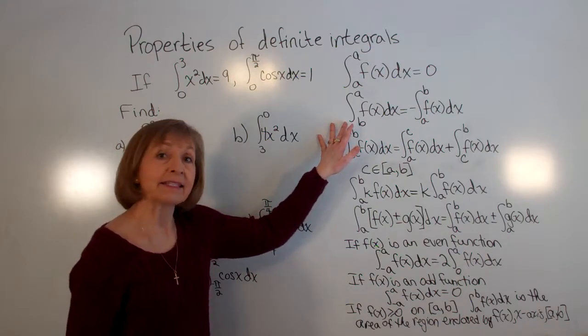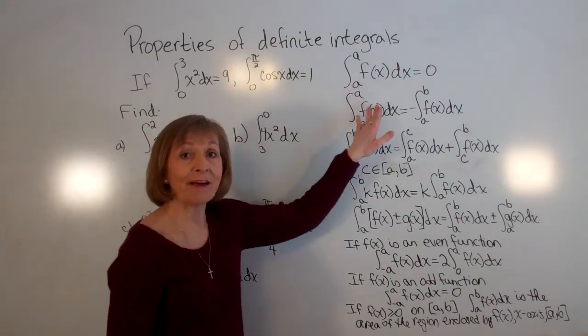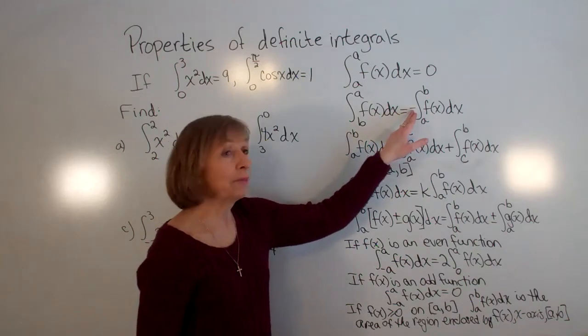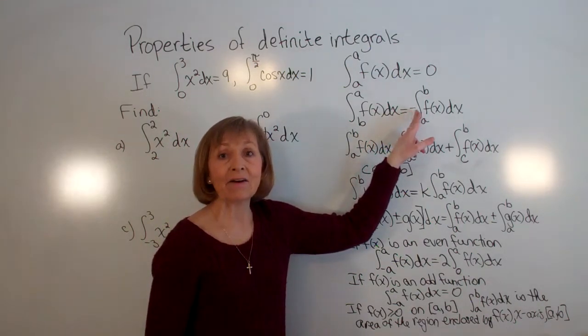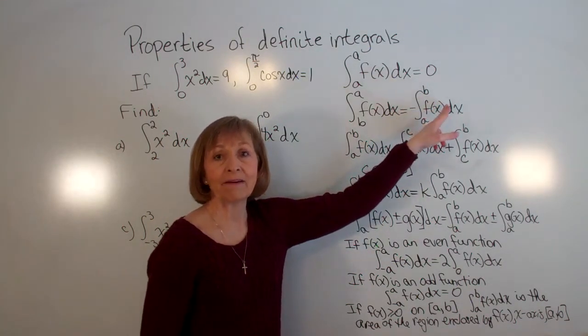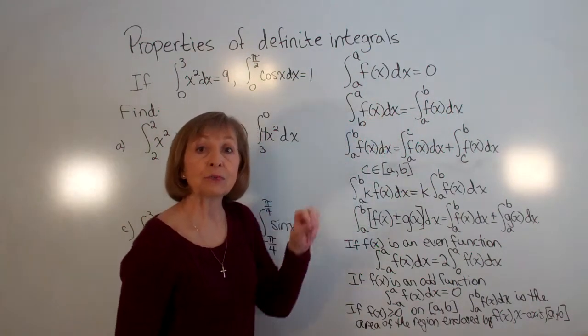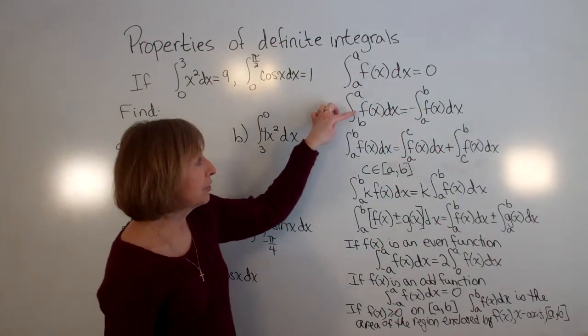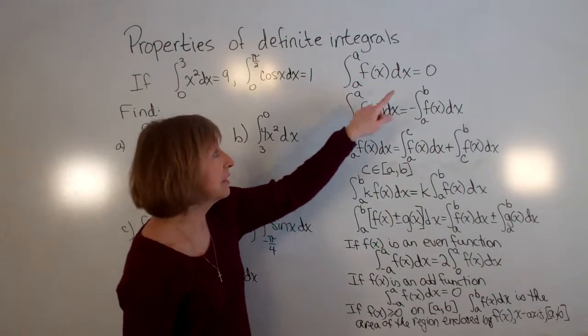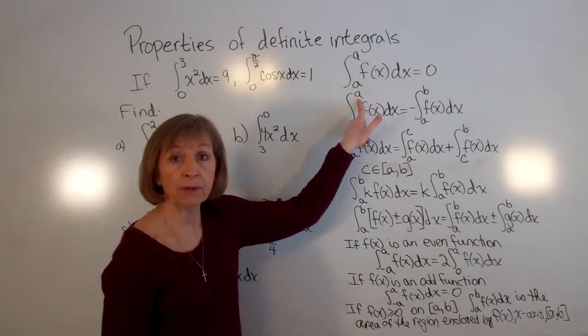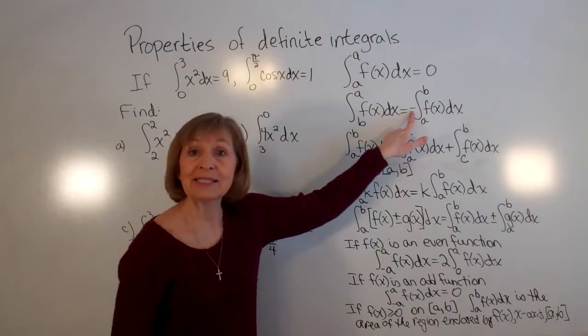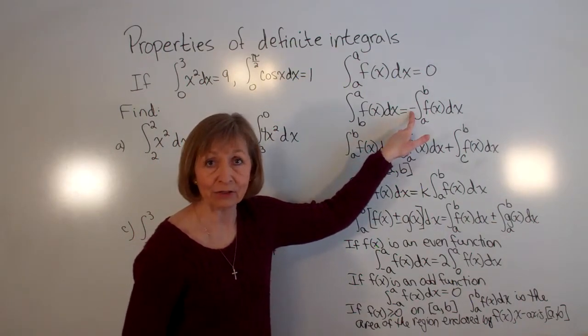Also, we have that the definite integral from b to a of f of x dx will be the opposite in sign of the definite integral from a to b of f of x dx. So if we switch the limits of integration, what was the lower limit of integration is now the upper one, and what was the upper one is now the lower one. It changes the sign of the definite integral answer.